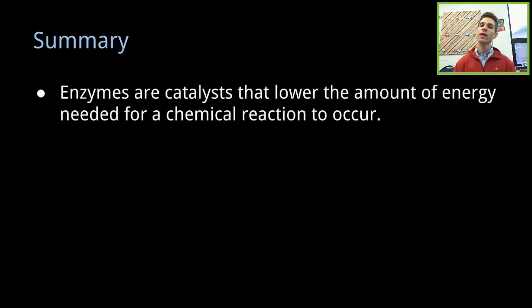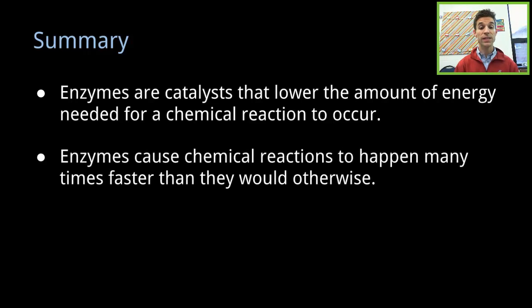So let's summarize our enzyme video here. The first thing we know is that enzymes are catalysts that lower the amount of energy needed for a chemical reaction to occur. And that's a good thing because a cell wants to save energy. With enzymes, cells can do more work with less energy, and that's a benefit to the cell. The next thing is that enzymes cause chemical reactions to happen many times faster than they would otherwise. Cells are very small and they need to adjust to changing environments or to changing situations very quickly. So they need to either make stuff or break down stuff or do certain chemical reactions very quickly, and enzymes help them do that.